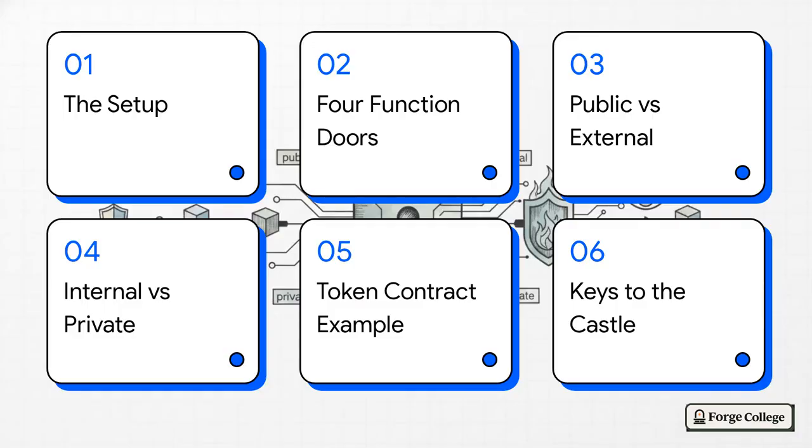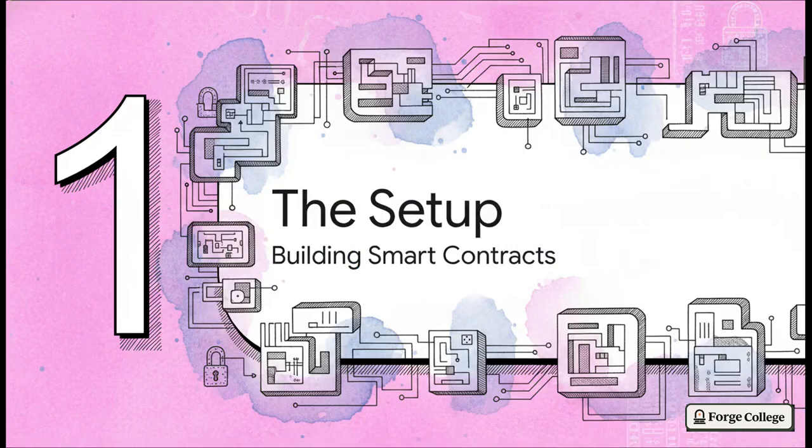Here is the blueprint for today's explainer. First, building your smart contract. Second, the 4 function doors. Third, public versus external visibilities. Then internal versus private visibilities, followed by a token contract example, and finally, keys to the castle. Okay, let's dive into this.